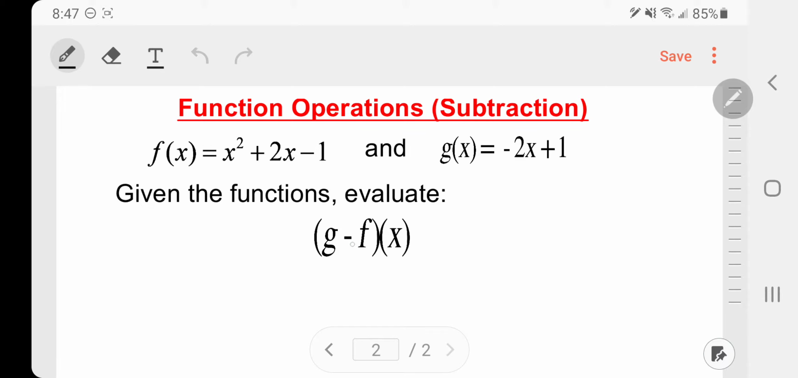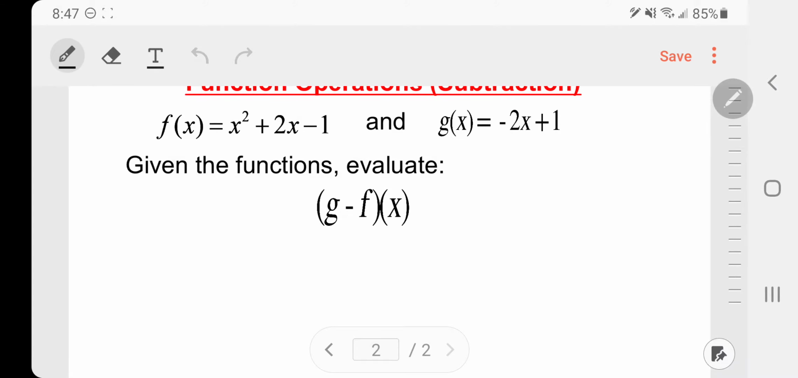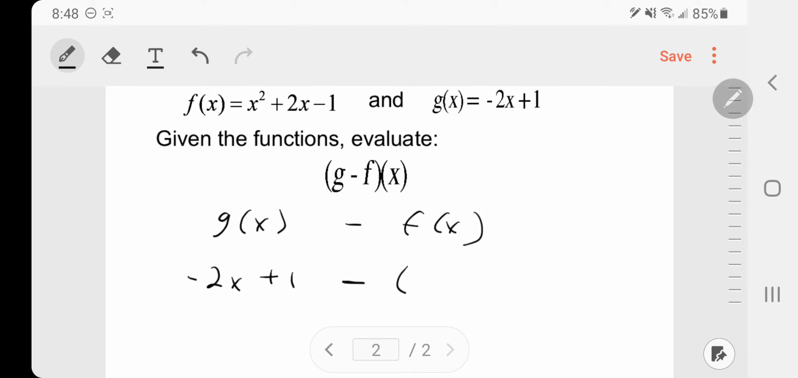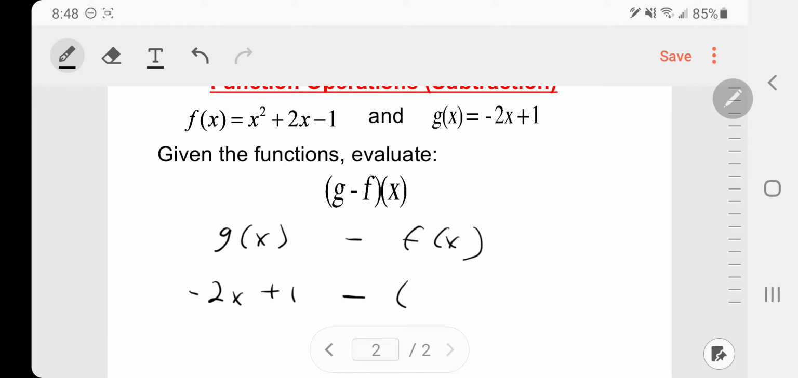We see we have g minus f of x. So there's a slight difference with this one when we solve this one. All right, so we're going to go ahead and rewrite it. We have g of x minus f of x. Okay, so g of x is negative 2x plus 1 minus, I'm going to put this in parentheses because we are actually going to be distributing that negative sign. All right, and f of x is x squared plus 2x minus 1.